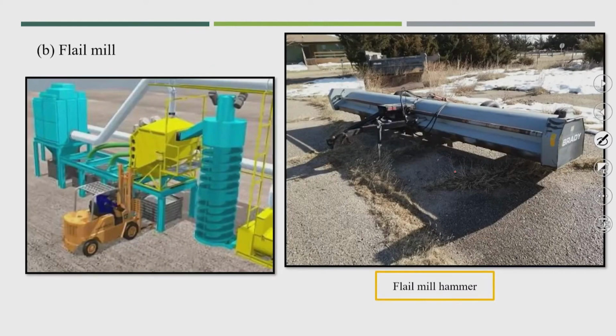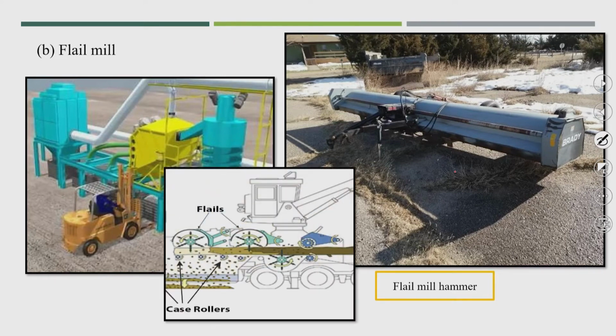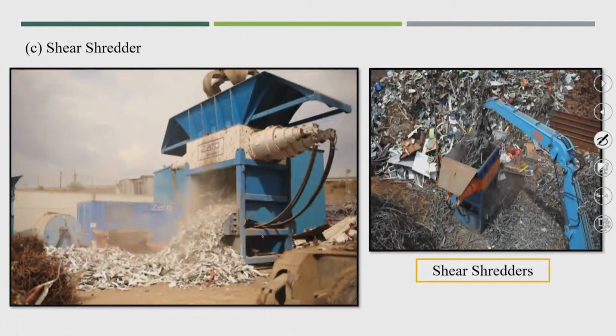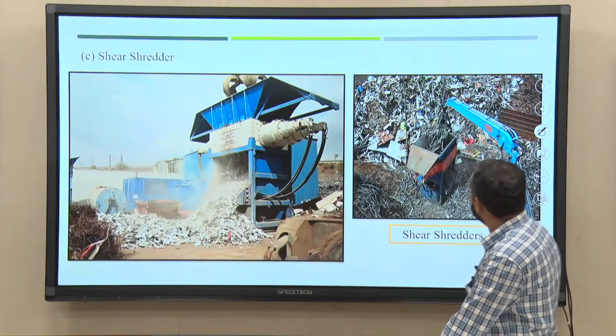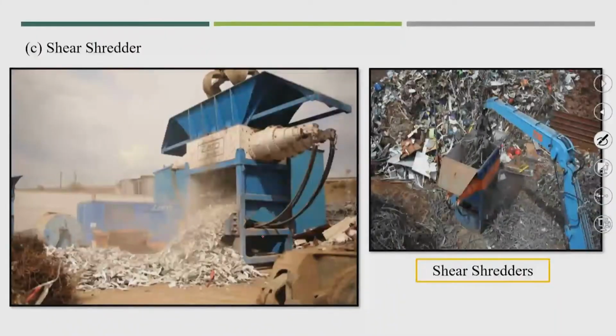This is another equipment, the flail mill hammer, from which it is also possible to shred the material. These are the flails. These are different kinds of shredding facilities. Now here is the shear shredder, another type of shredding by shearing of the material. Here the waste is loaded from the top and is shredded.